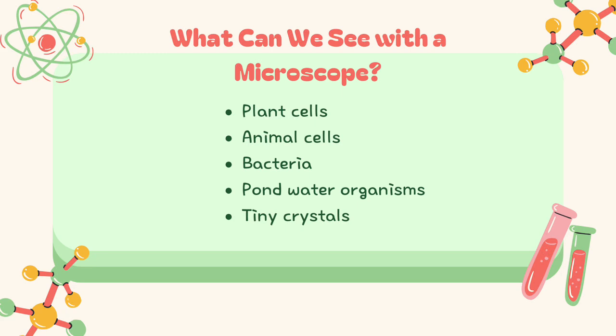What can we see with a microscope? With the microscope, we can explore a wide variety of objects, including plant cells, such as onion cells or leaf cells, showing cell walls and chloroplasts. Next one is the animal cells, like cheek cells, showing nuclei and other organelles. Next one is bacteria, which are too small to see with the naked eye. Lastly, the pond water organisms, including protozoa, algae, and tiny invertebrates.